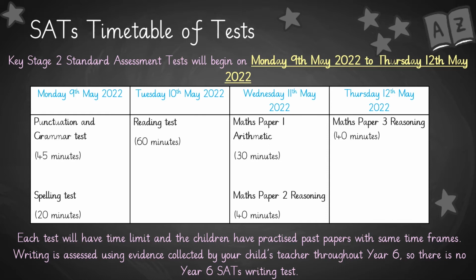On Thursday the 12th of May, the children will sit their final paper, which is the 3rd and final paper, paper 3 reasoning, which again will consist of word, reasoning and problem-solving calculations. Each test will have a time limit, and the children have practiced past papers with the same time frames in school. Writing is assessed using evidence collected by your child's class teacher throughout Year 6, so there is no Year 6 SATs writing test.